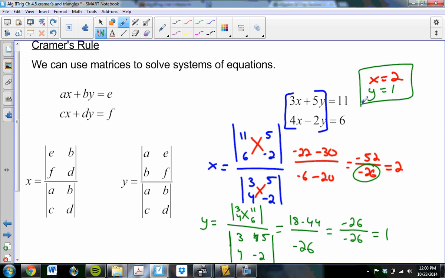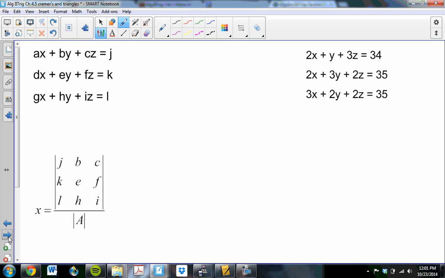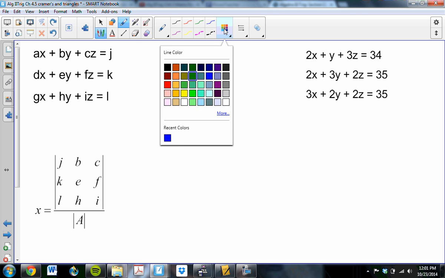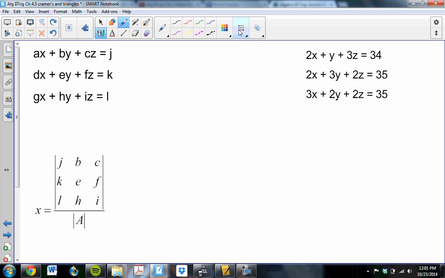Well, for a 2 by 2 system, that's not really necessary. That can be done very quickly. But for a 3 by 3 system, it gets very helpful. And here's where you can start to see the pattern of how this works. In this system, this coefficient matrix is what I call matrix A. So that's the A, B, C, D, E, F, G, H, I. That's what goes down here as matrix A.